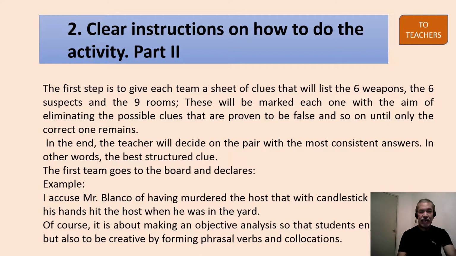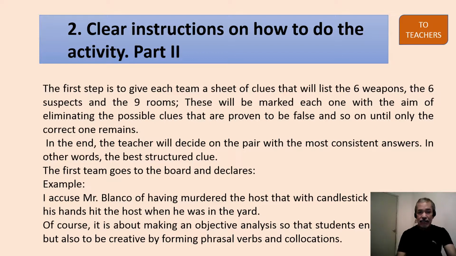The first step is to give each team a set of clues that will list the six weapons, the six suspects, and the nine rooms. Each one will be marked with the aim of eliminating the possible clues that are proven to be false, and so on until only the correct one remains.